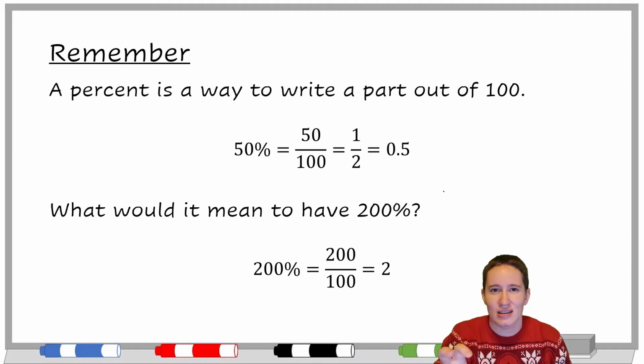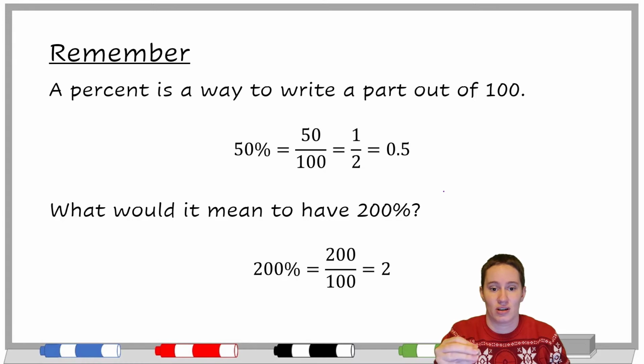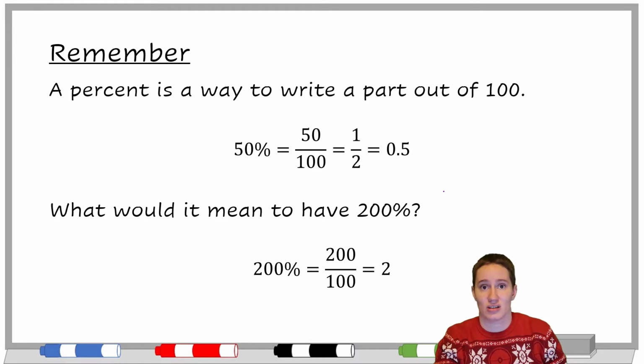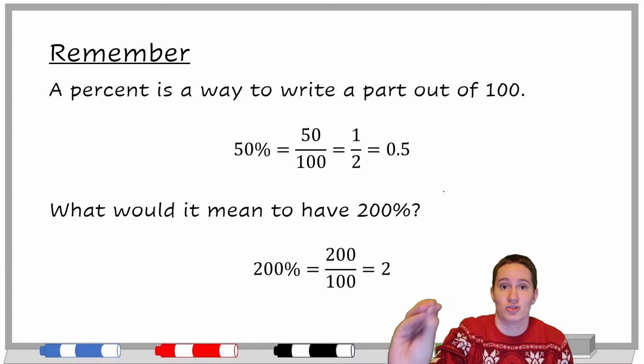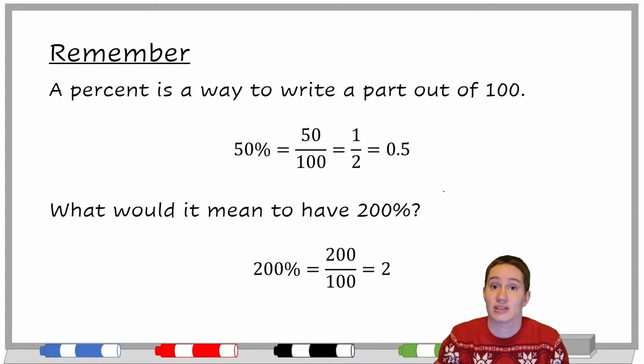But we can extend this idea now to, okay, if that's what it means to have 50%, that we have 50 out of 100, what does it mean to have 200%? Okay, so we look down here at the bottom, that would mean we'd have 200 over 100. And what does that simplify to be? Well, 200 over 100 simplifies to just be 2.